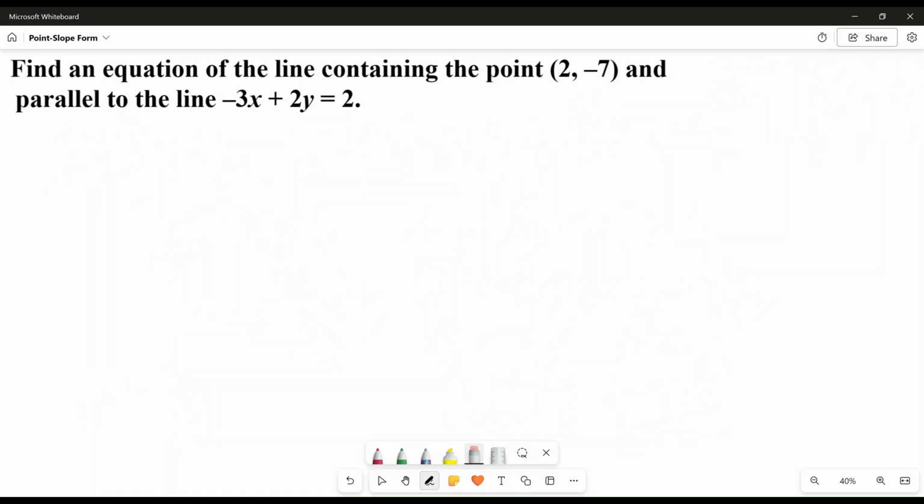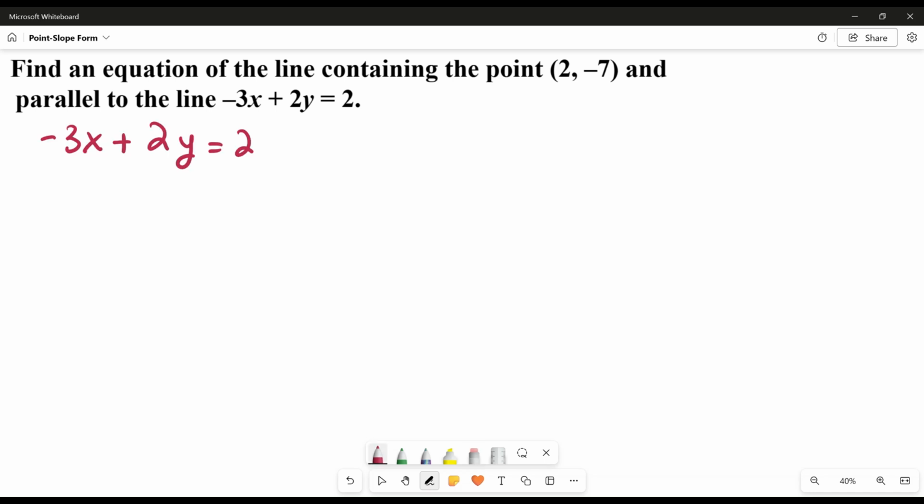The following question is asking us to find an equation of the line containing the point (2, -7) and parallel to the line -3x + 2y = 2. Any two lines that are parallel to each other have the same slope. That means we need to use the equation given and try to find the slope. In order to do that, you need to isolate y.